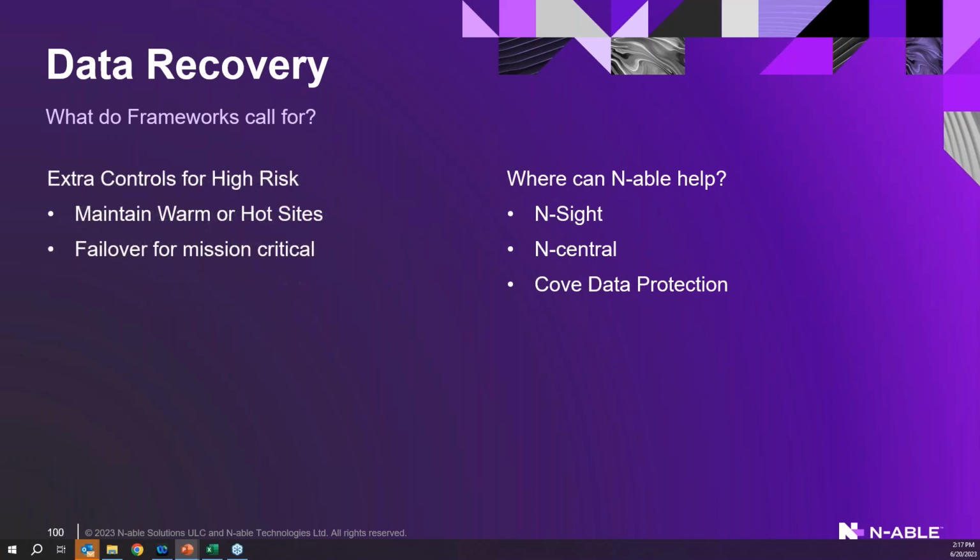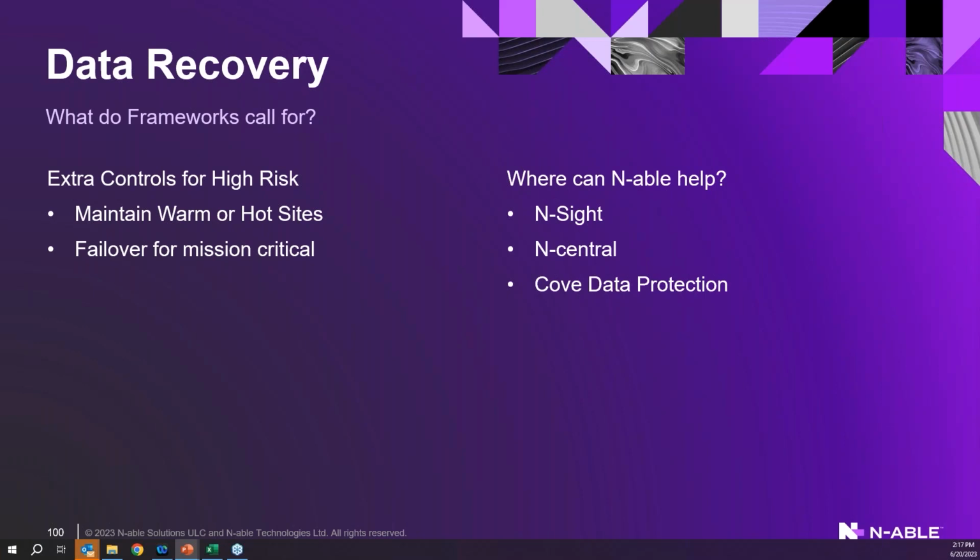And then whenever we get into high risk, since all of the frameworks are basically saying, hey, by the time you get to medium risk, all these things need to be in place, there are some extra high risk controls that are not in the data recovery controls. It is close enough and similar enough that I'm going to include them here, but they're usually off in their own section. And that's around maintaining warm or hot sites and failover for mission critical systems.